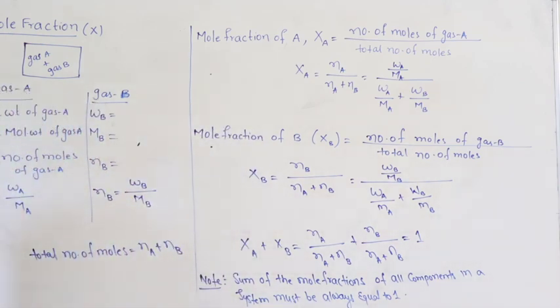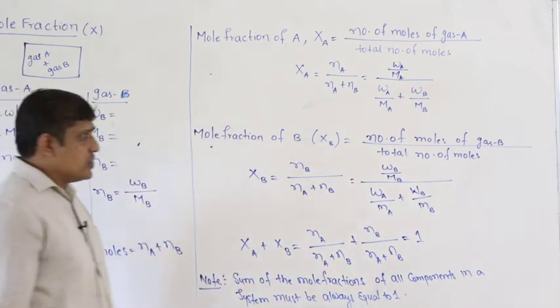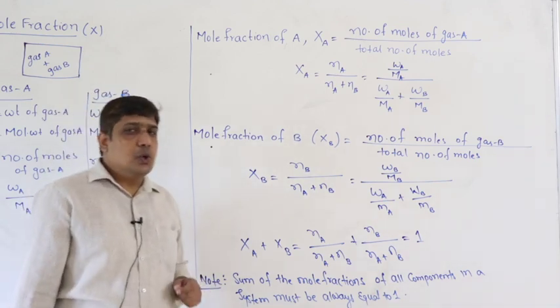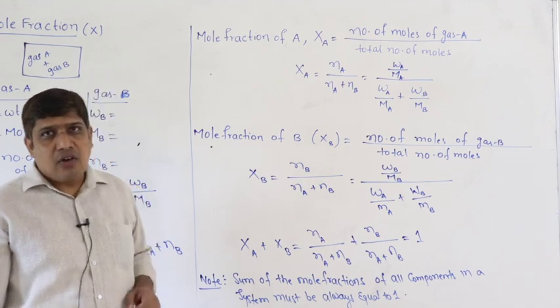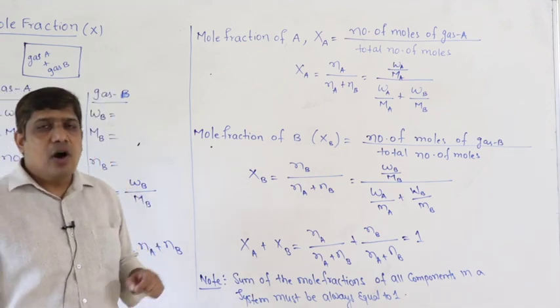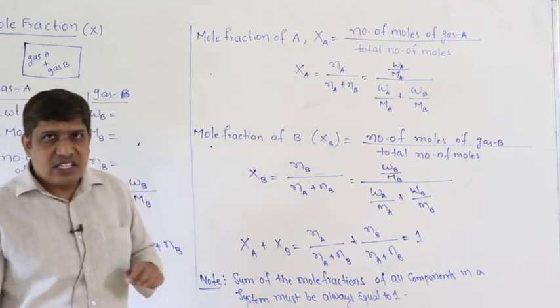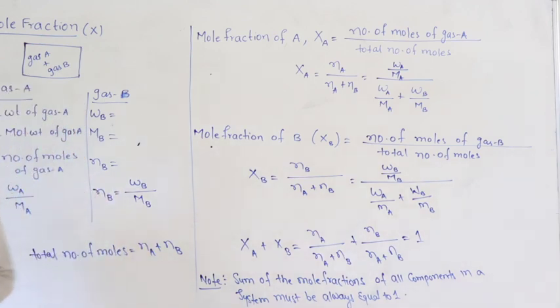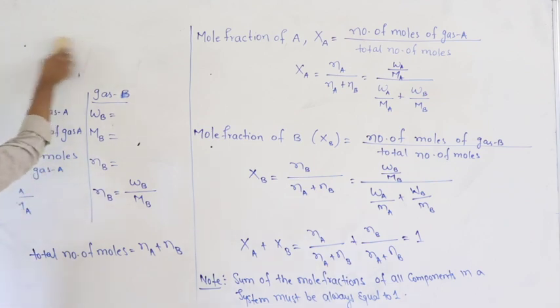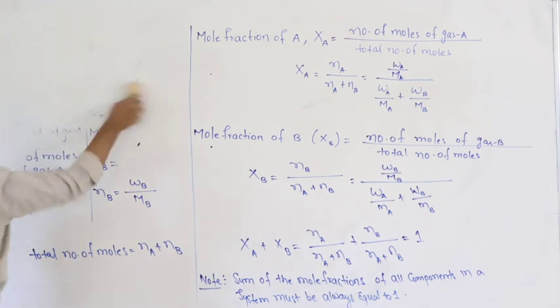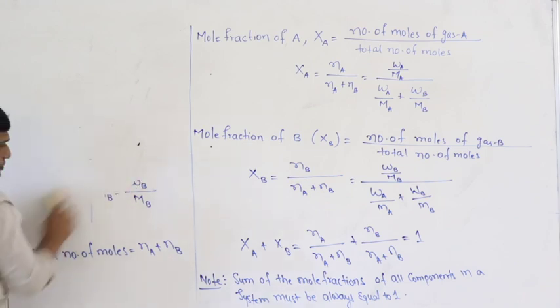So this is how you have to find mole fraction. So once again, what is mole fraction? It is the ratio of number of moles of a component to that of total number of moles of all components present in the system. We are going to use this mole fraction in Dalton's law. So that is why I have explained how to find mole fraction.